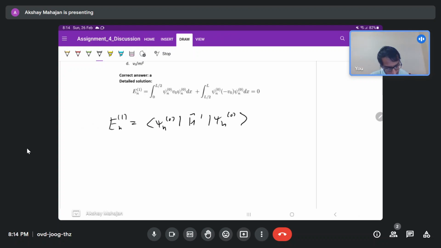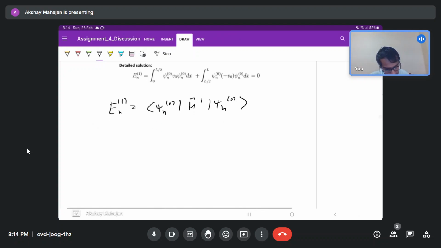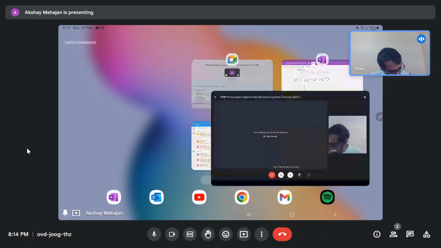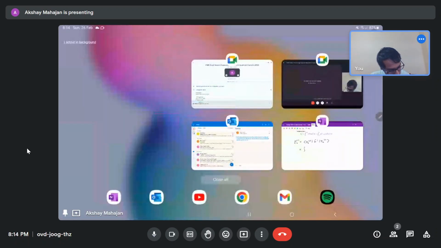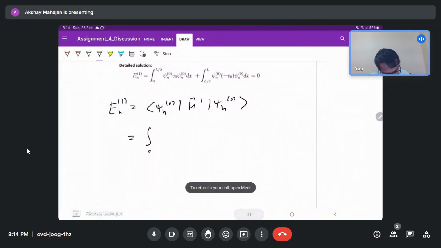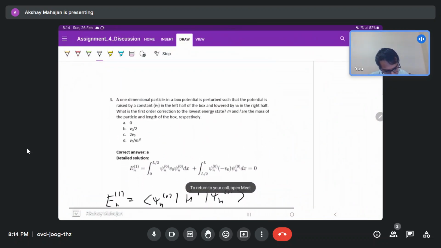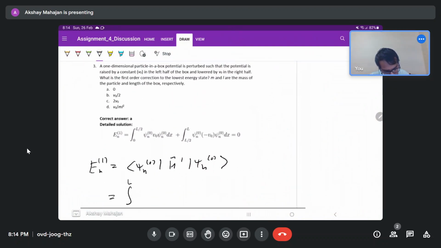Psi of zeroth order, H cap prime psi of the zeroth order. So from here, what you will write is an integration from 0 to L, which is the length of your particle in a box.